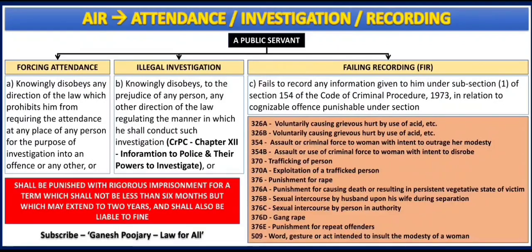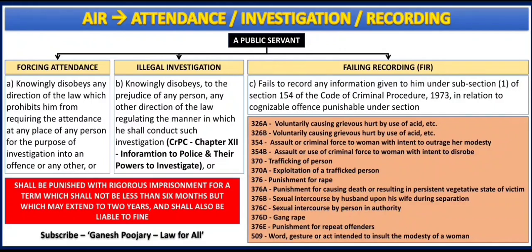Section 166A, which discusses public servant disobeying direction under law, has 3 important subclauses in it, and if you closely observe, you find 3 very important ingredients from these clauses. In clause A, you are reading about attendance. Under clause B, you are reading about investigation. And under clause C, you are reading about recording.